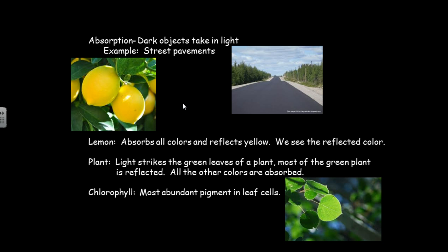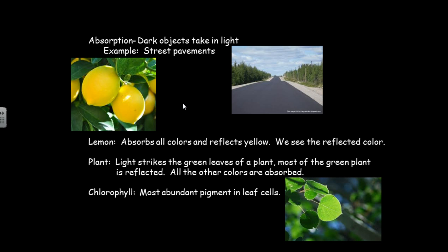The same thing is true about a plant. All of the colors are going to be absorbed except for green. Green is the one that's reflected back. So what we say is that absorption is where all of the colors are absorbed into an object, and the one that's being reflected is the color that we see.